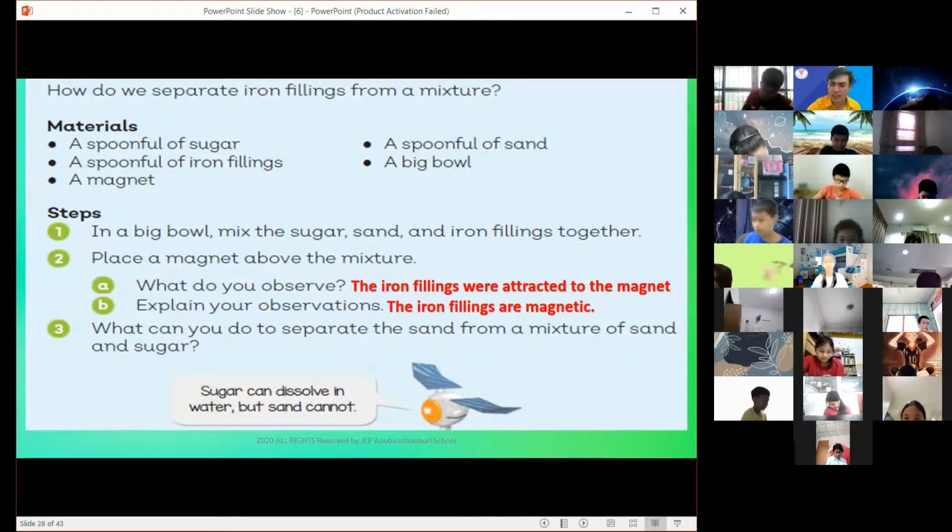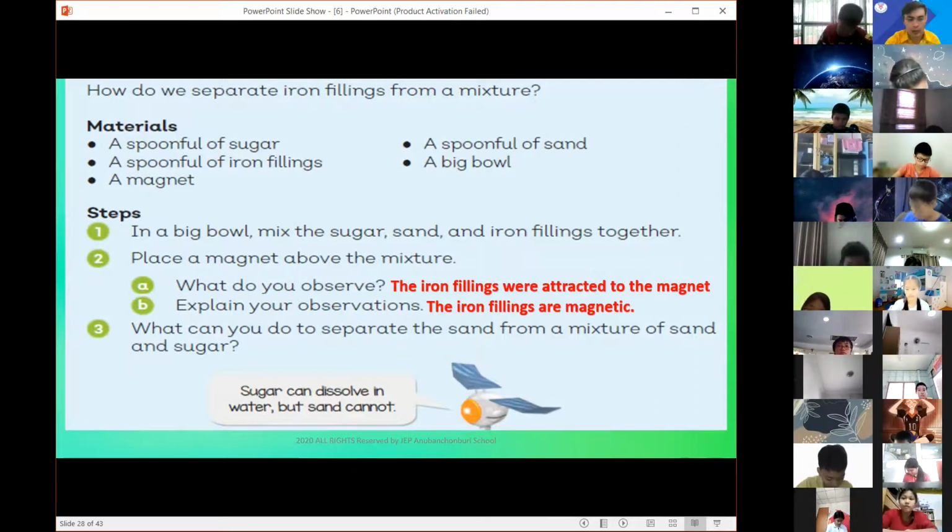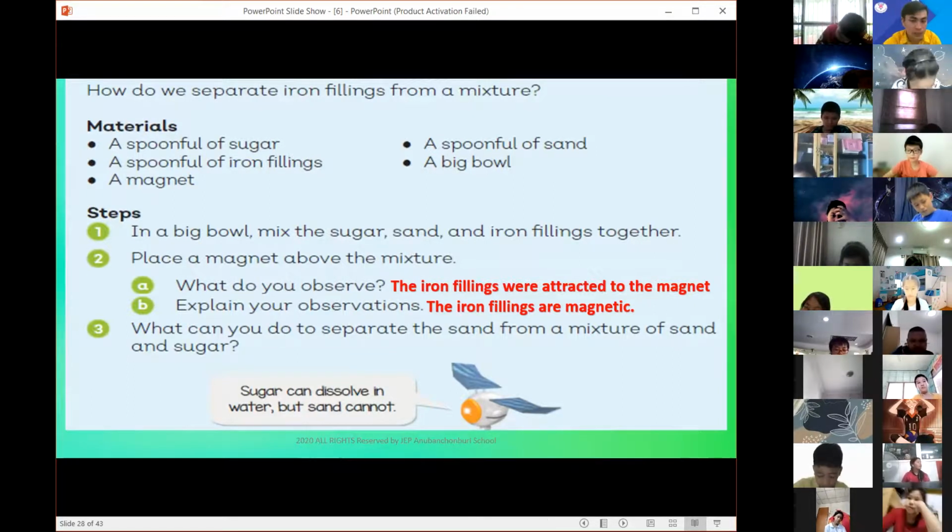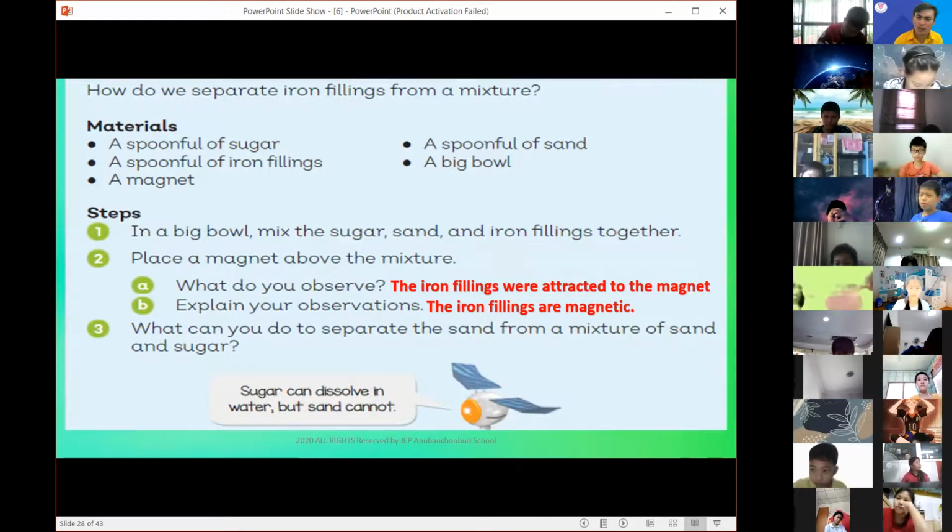The iron fillings are magnetic. The sand, why is it not attracted? Because it is not magnetic. What about the sugar? Sugar is not magnetic as well. Only the iron fillings. All right. Okay, now let's proceed to question number 3. This might be our last question, and then we are going to continue this lesson on Wednesday.